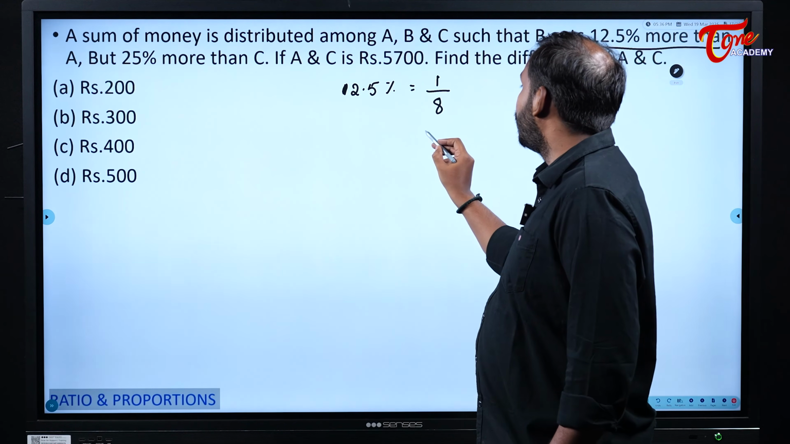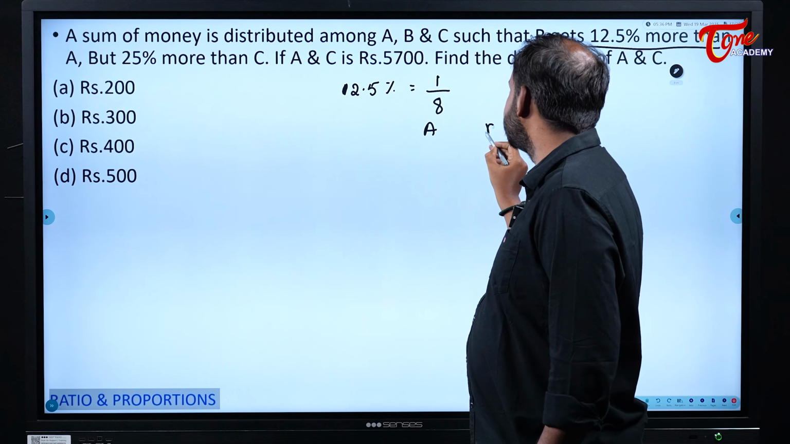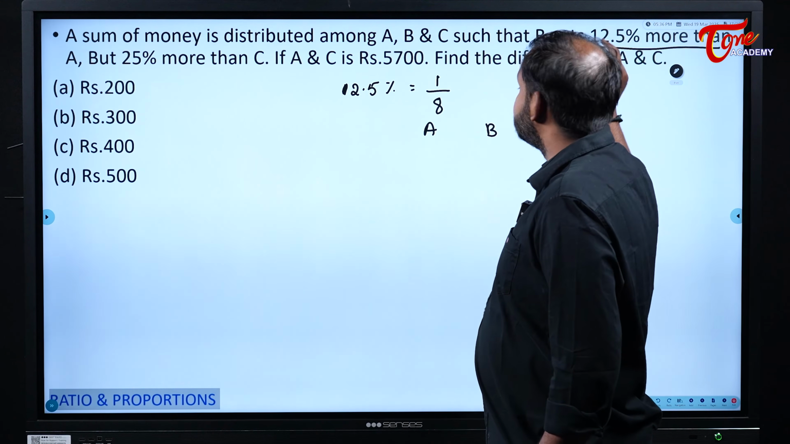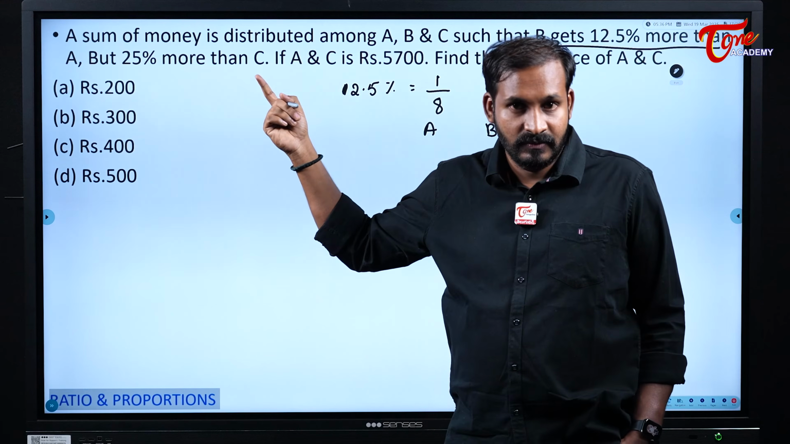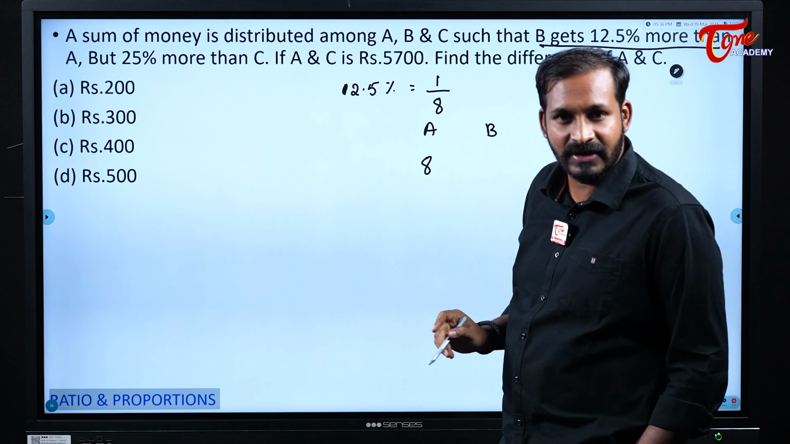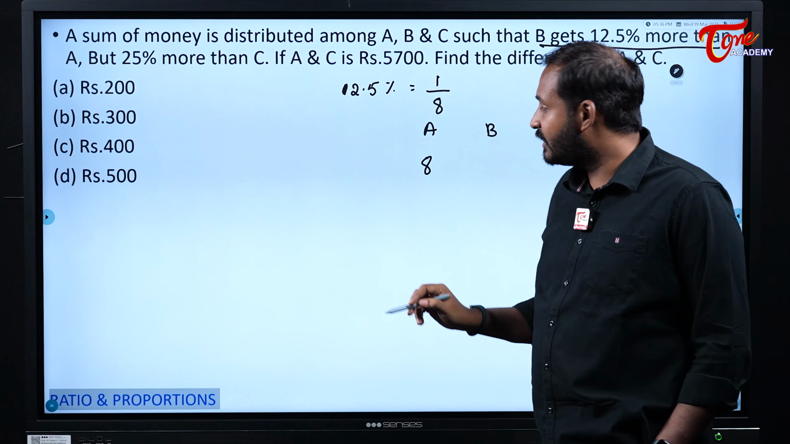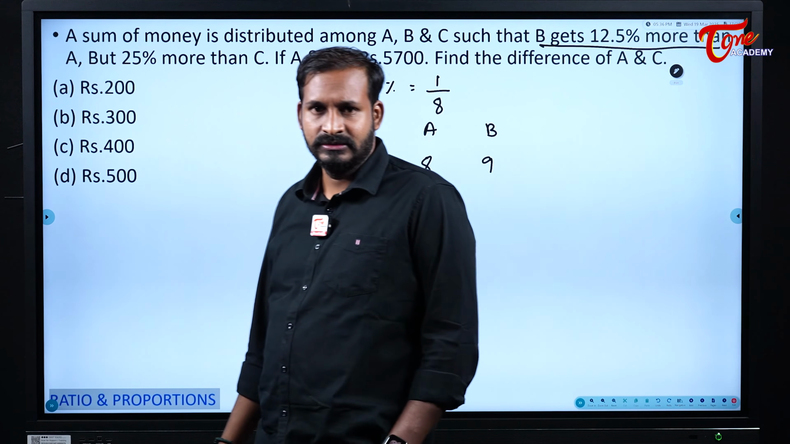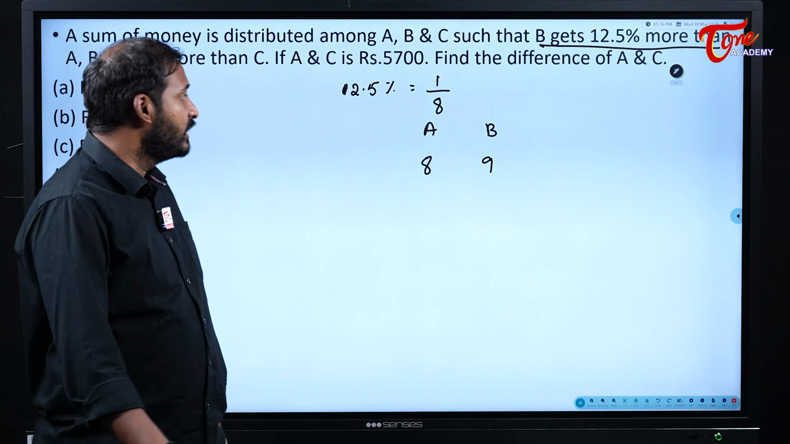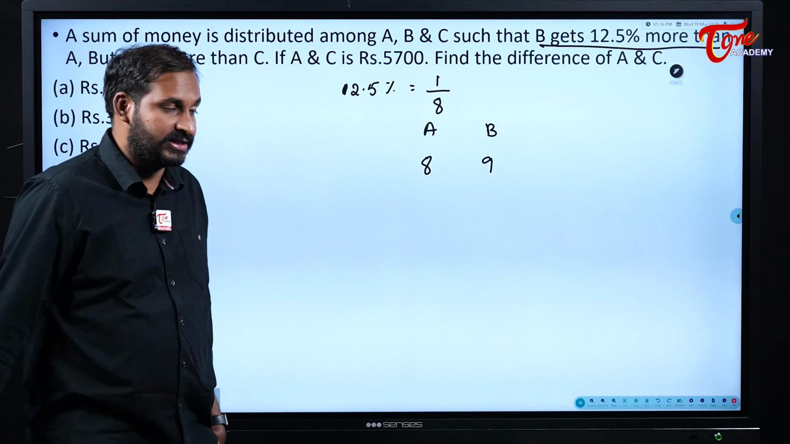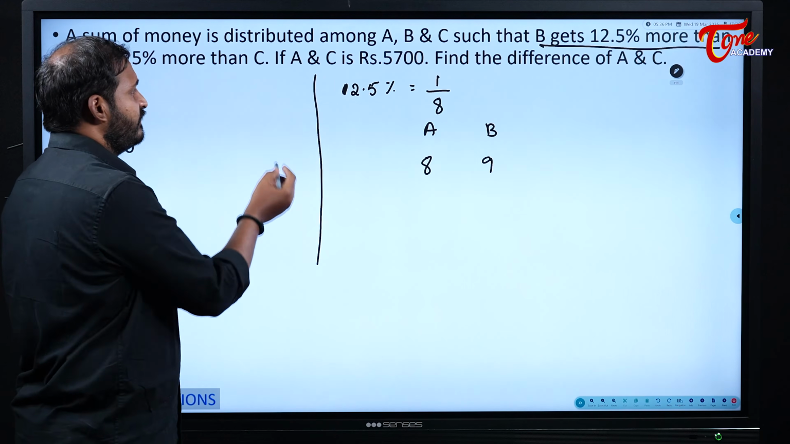Now tell me, what is the relation between A and B from this? 12.5% is 1 by 8, right? So B gets 12.5% more than A. More than means, now see here, if I take A value as 8, what happens to my B value? Can I write it as 9? Am I correct or not? Which we have done in our profit and loss and percentage, we came across these type of things. I will give you the explanation for this.